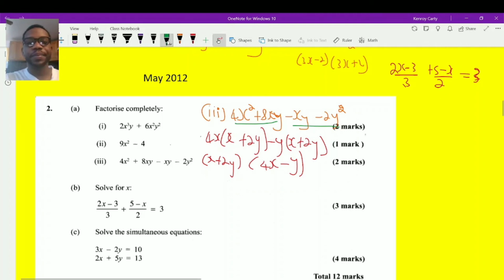The LCM is the lowest common multiple. So in order to make this work, let me put the 3 over 1. Now you have 3, 2, and 1. The lowest common multiple of all of them is going to be 6. So you're going to multiply the first term, or the first expression, by 6. This one by 6 and this one by 6.